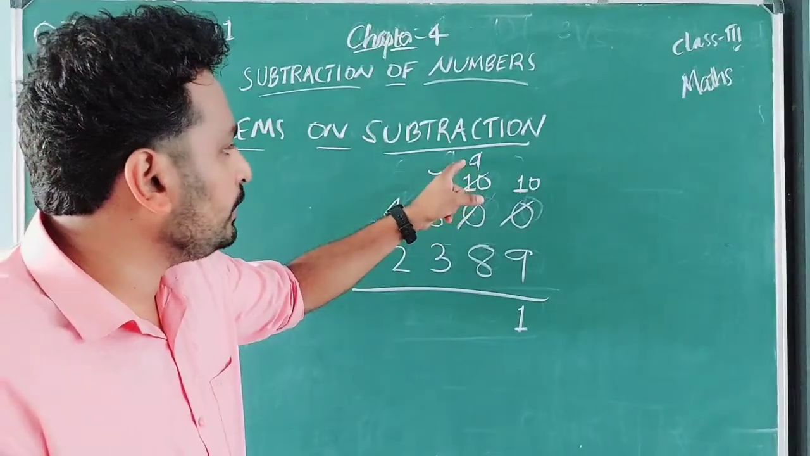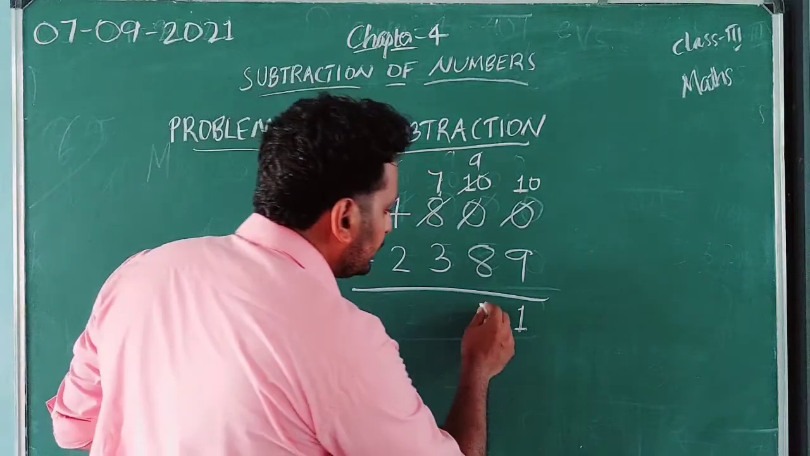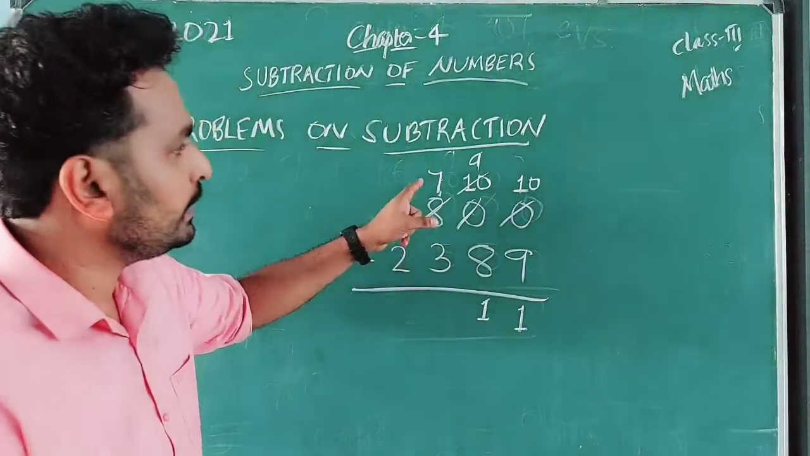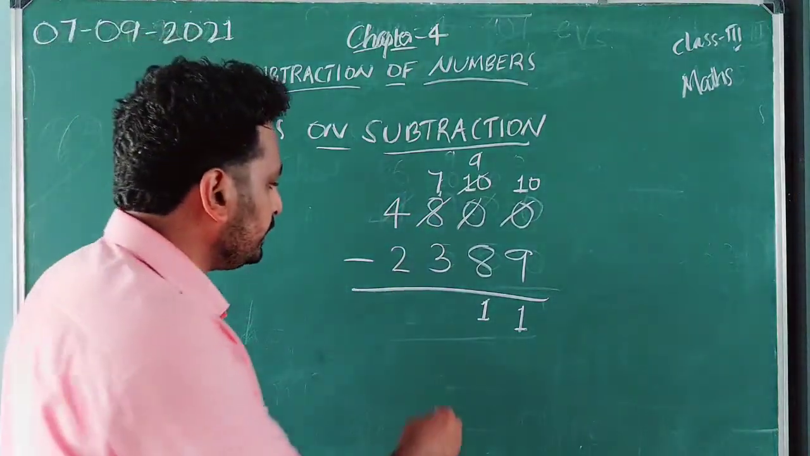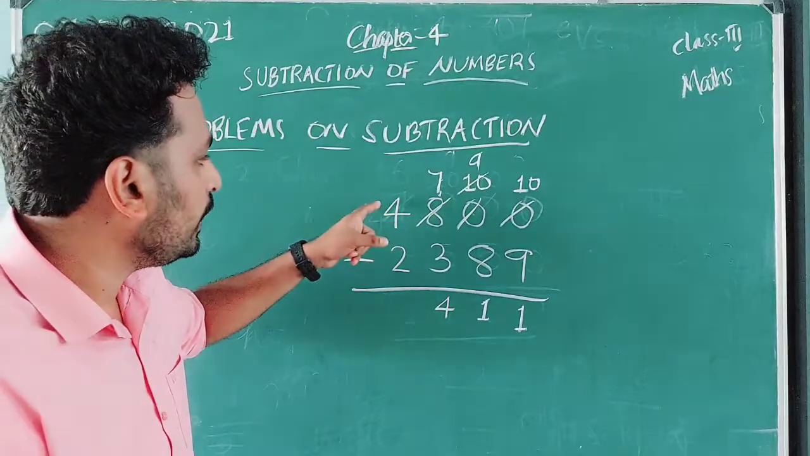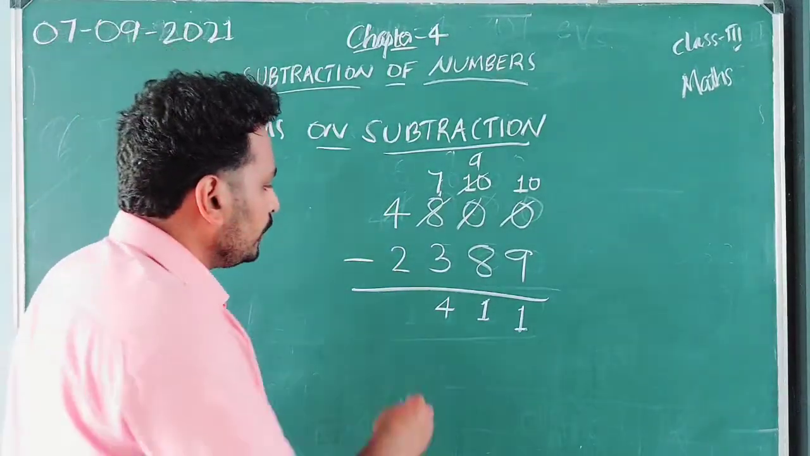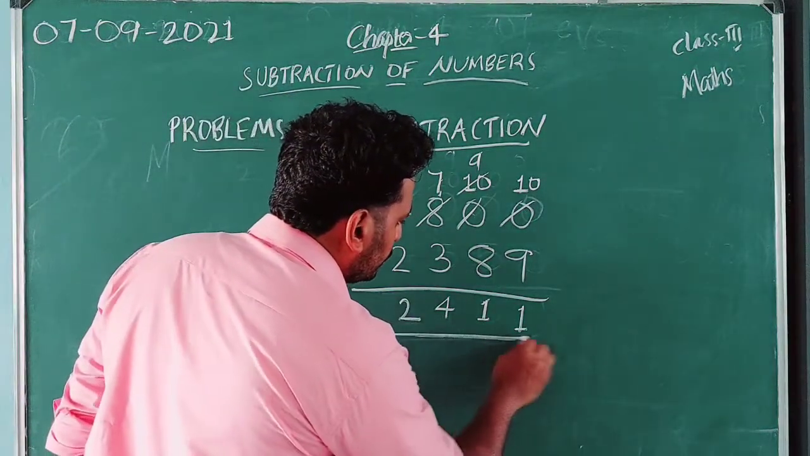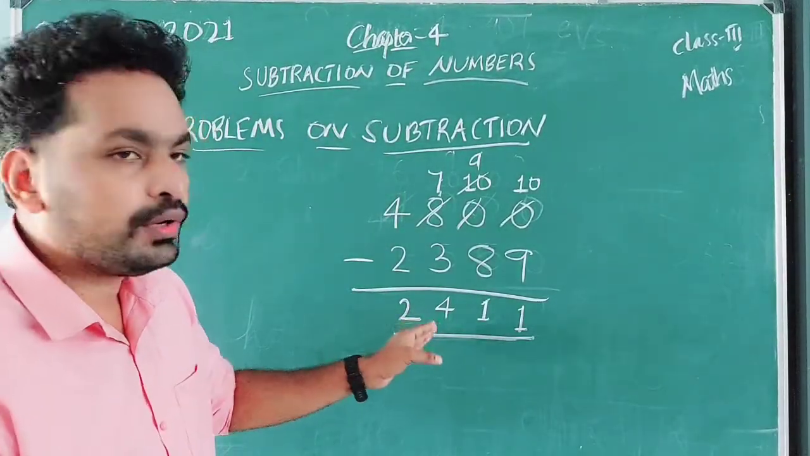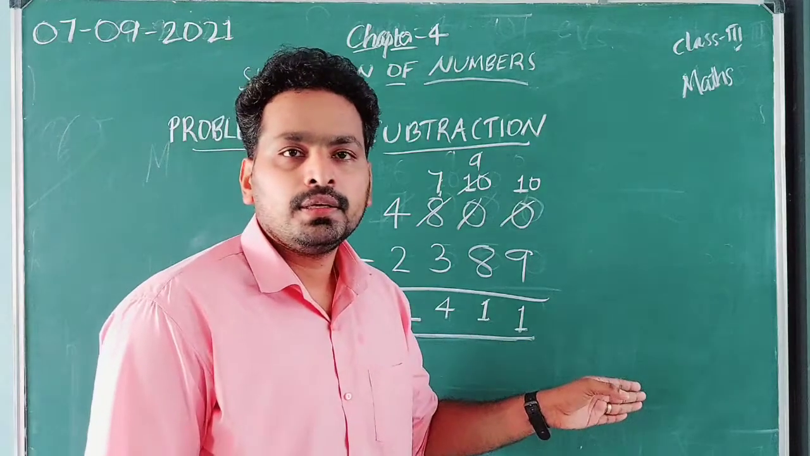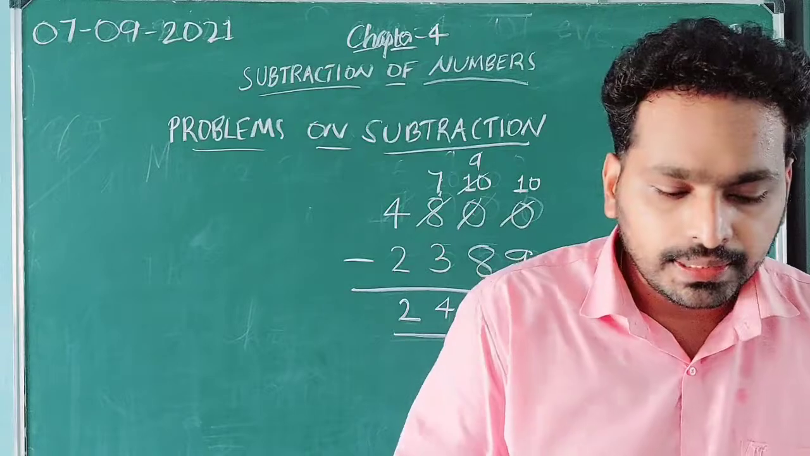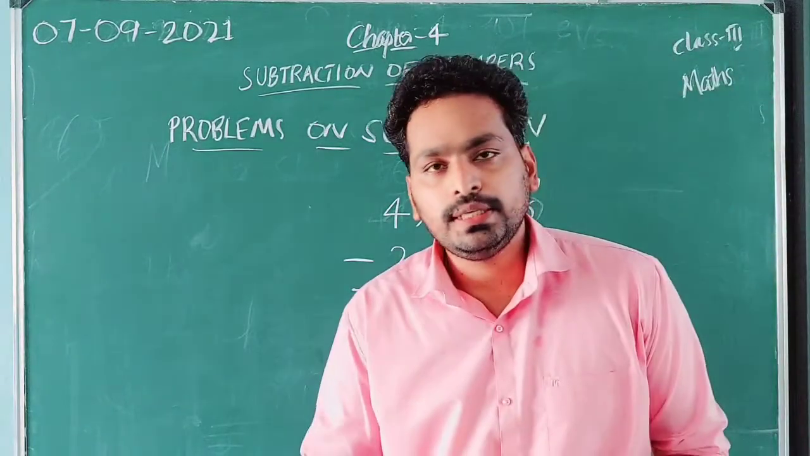Then next column, tens column, 9 minus 8. What is 9 minus 8? It is 1. Then hundreds column, 7 minus 3. What is 7 minus 3? It is 4. Then thousands column, 4 minus 2 is 2. So read it, students. Read this number, 2,411. You have to add 2,411 to 2,389 to get 4,800.